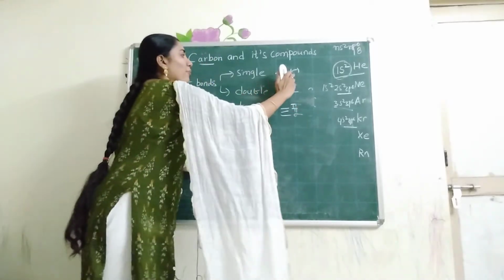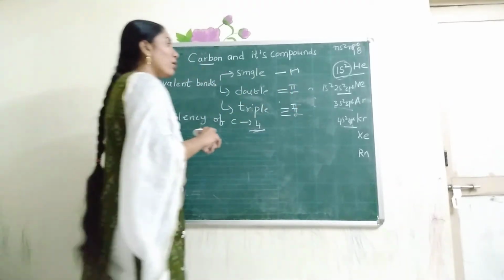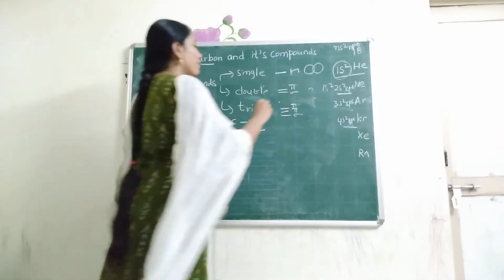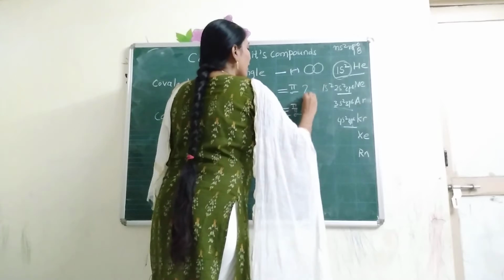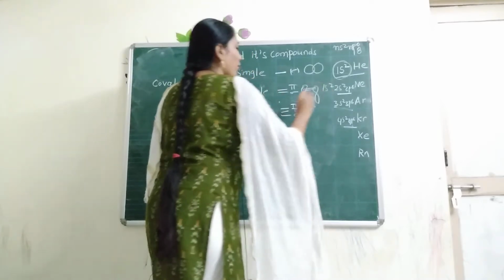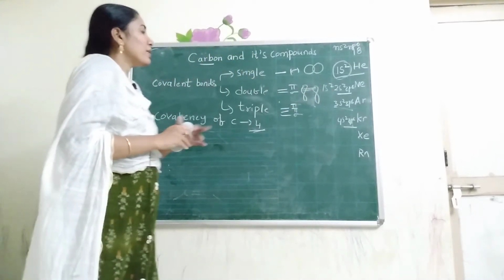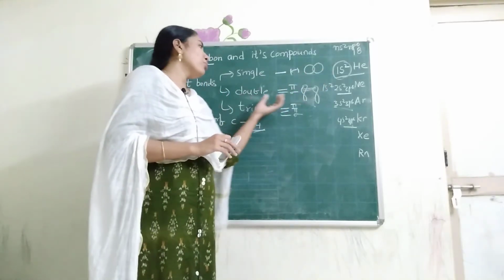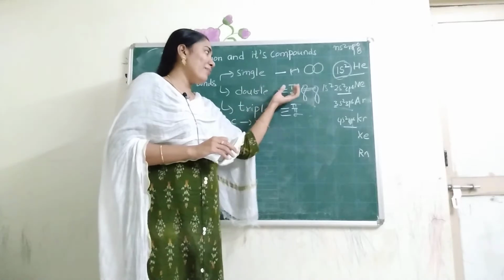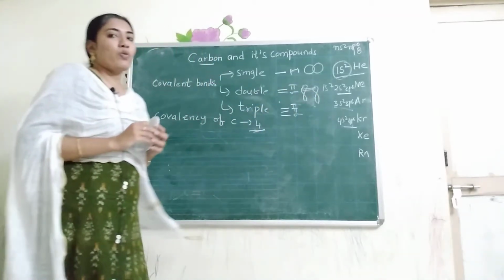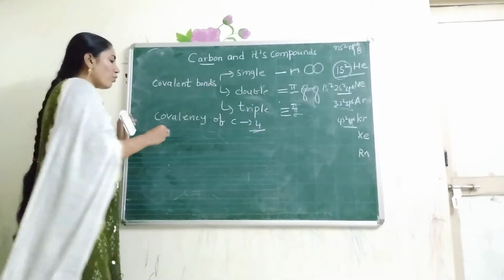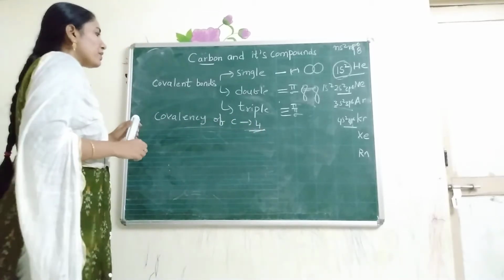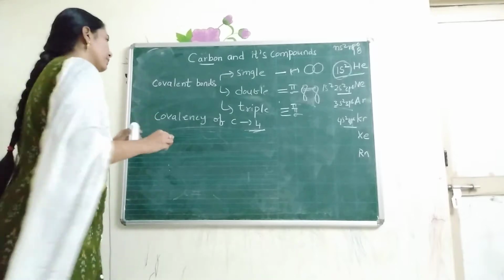The sigma bonds are formed by the end-on overlap of the orbitals. The pi bonds are formed by the sideways overlap of the orbitals. Now what I am saying is the covalency of carbon is 4. That means it has to form 4 covalent bonds.